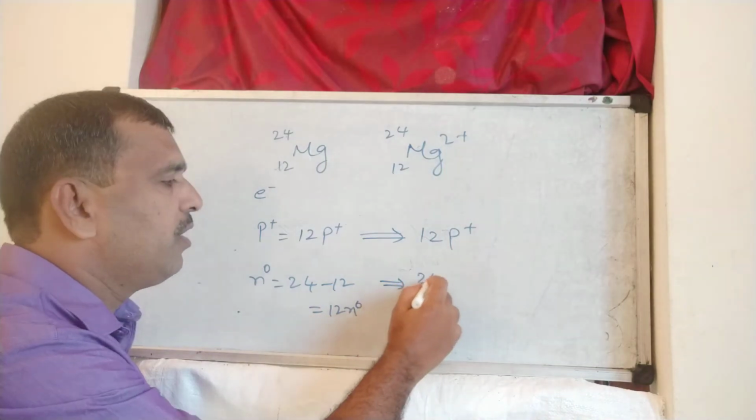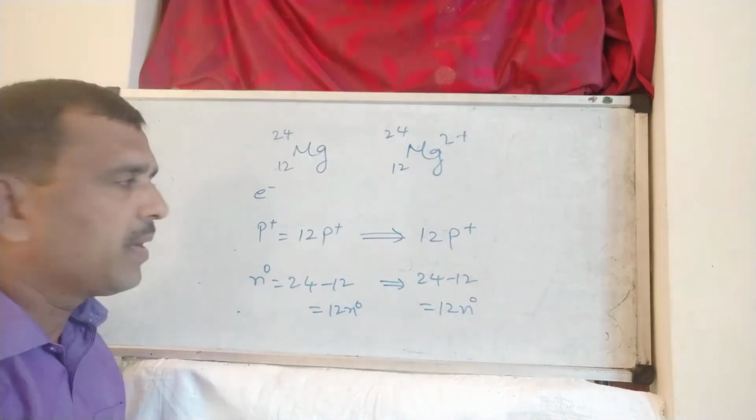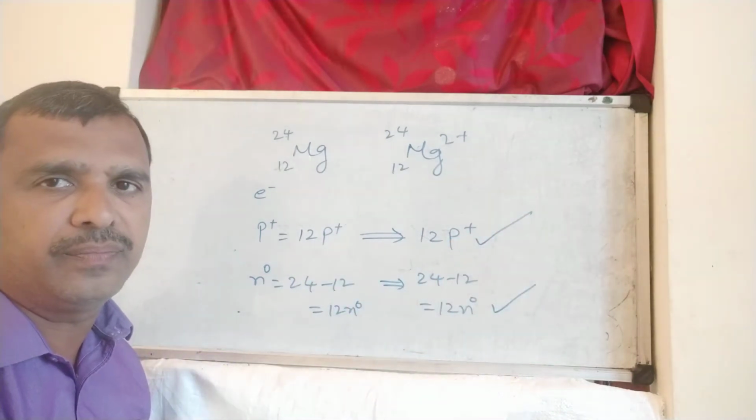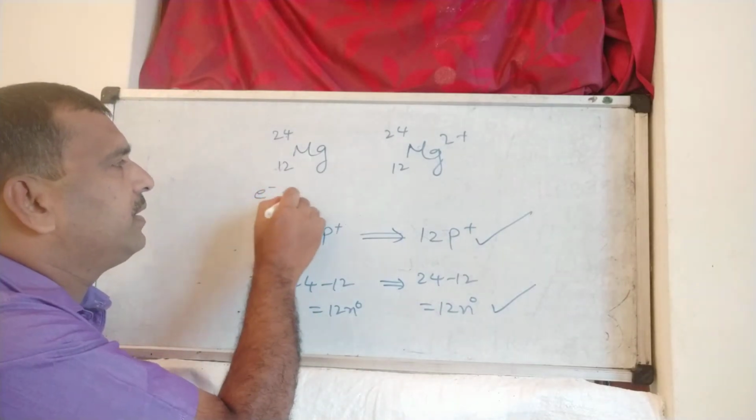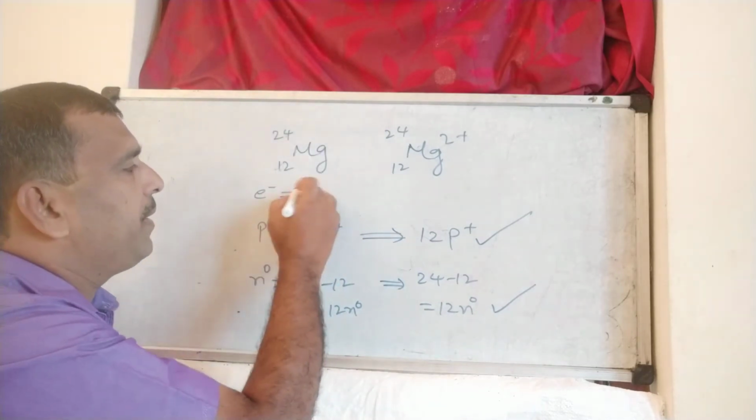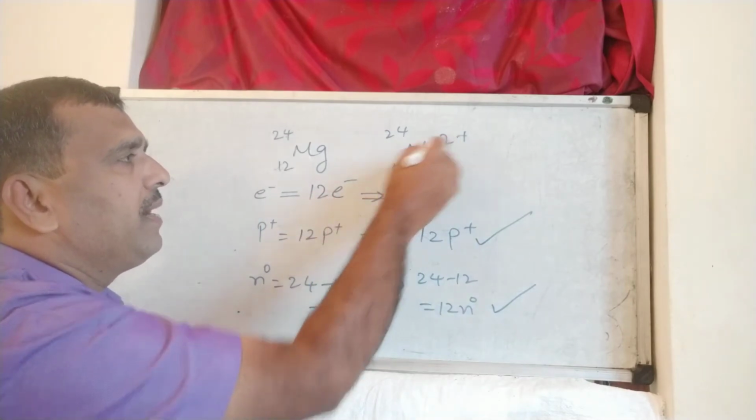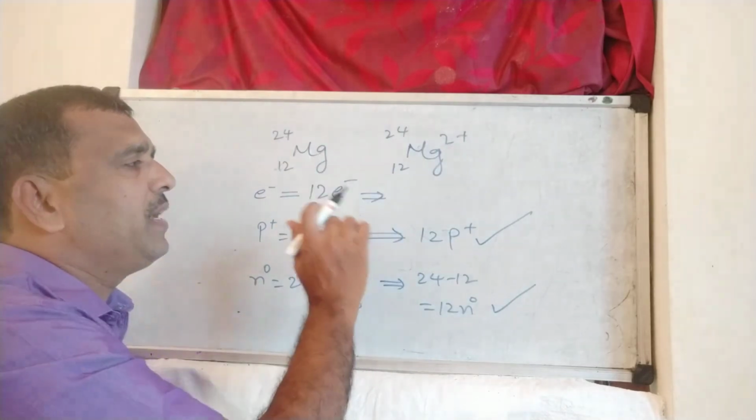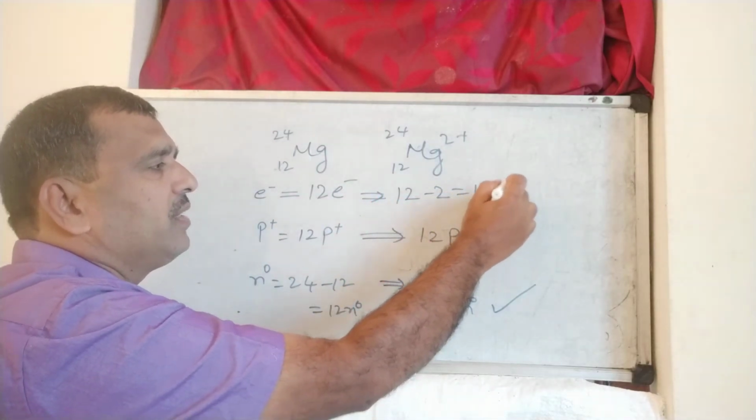Similarly, 24 minus 12 is equal to 12 neutrons. These two values are constant; they only differ in their number of electrons. Here there is no charge, so you have to say 12 electrons. But here, 2 positive charges are there. 2 positive means 12 minus 2, then you will get 10 electrons.